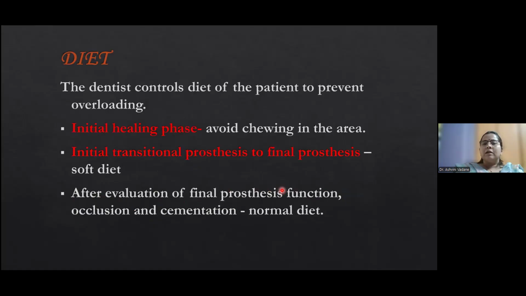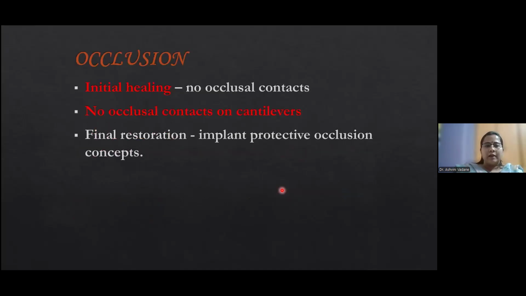Then the dentist controls the diet of the patient to prevent overloading. In the initial healing phase, the patient should avoid chewing in the area and take a soft diet. We have to advise the patient for a soft diet. After evaluation of the final prosthesis function, occlusion and cementation, we can advise the patient to have the normal diet. Till then, he should take the soft diet and should avoid chewing in that area.